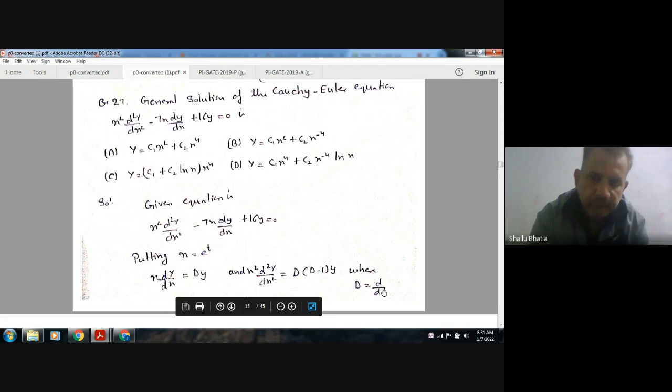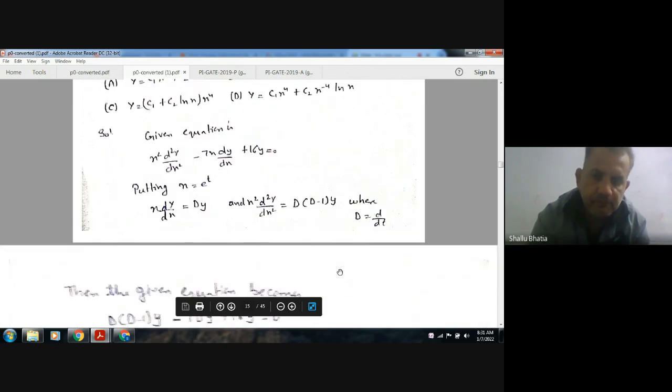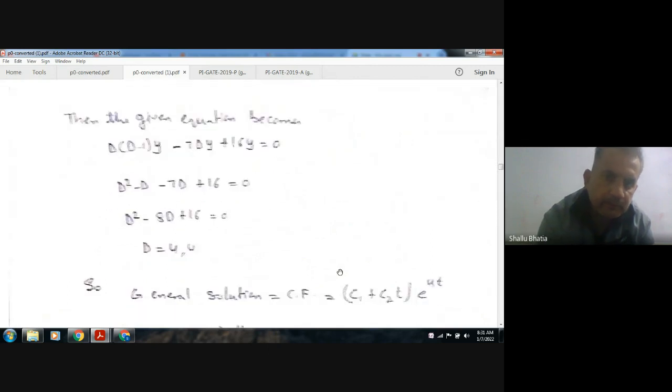Now substituting here, it will be 7 D(D minus 1)y and the other term, and y another 16y. Substituting it here, D(D minus 1)y minus 7 Dy plus 16y. Now solving it out, we get two equal roots, that is 4 and 4.